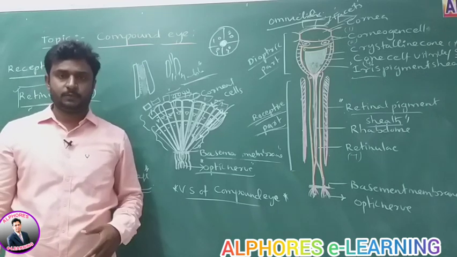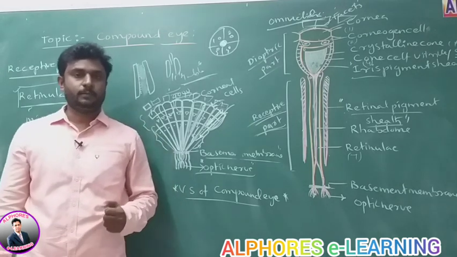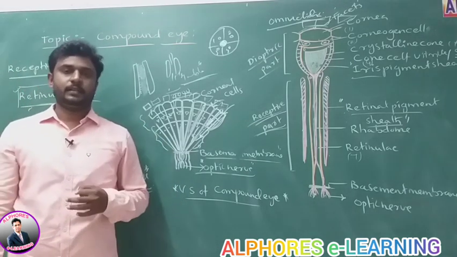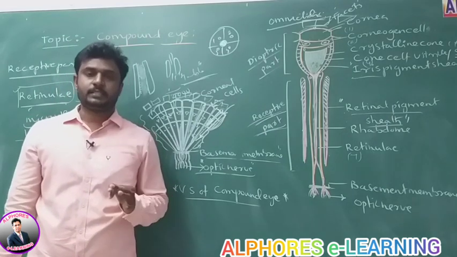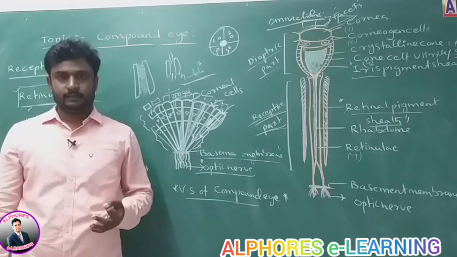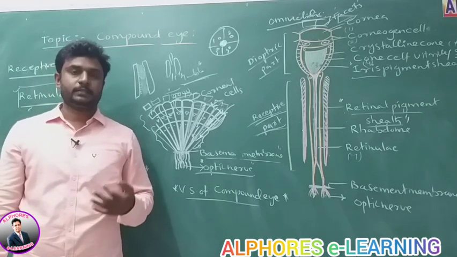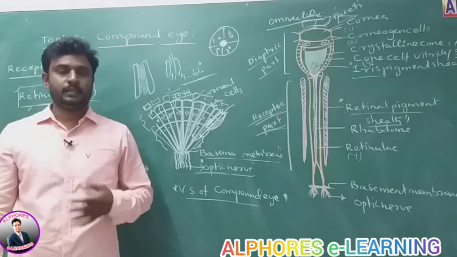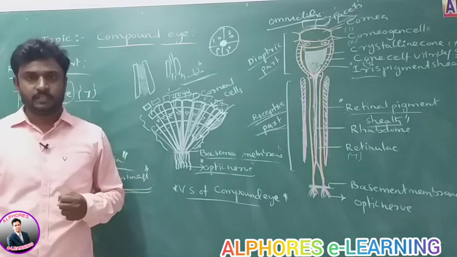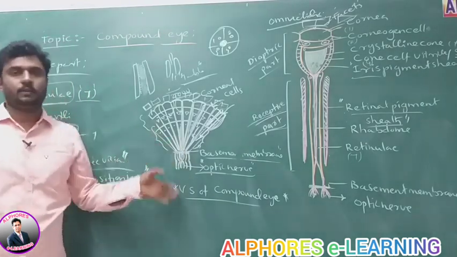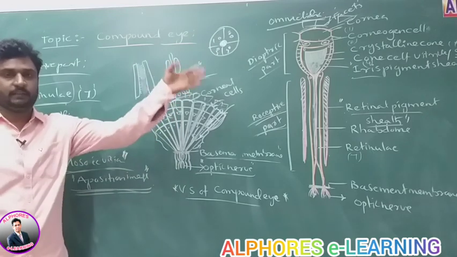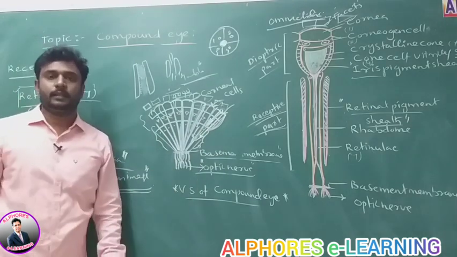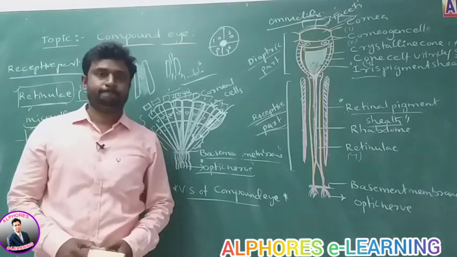Then simple eyes are also present. On the base of the antennae, simple eyes are present, also called fenestra. These simple eyes are not involved in image formation. They are just sensitive to light, so they identify changes in the intensity of light. But simple eyes are not useful for image formation. For image formation, only the compound eyes, which have the ommatidia, play an important role. Clear? Right.